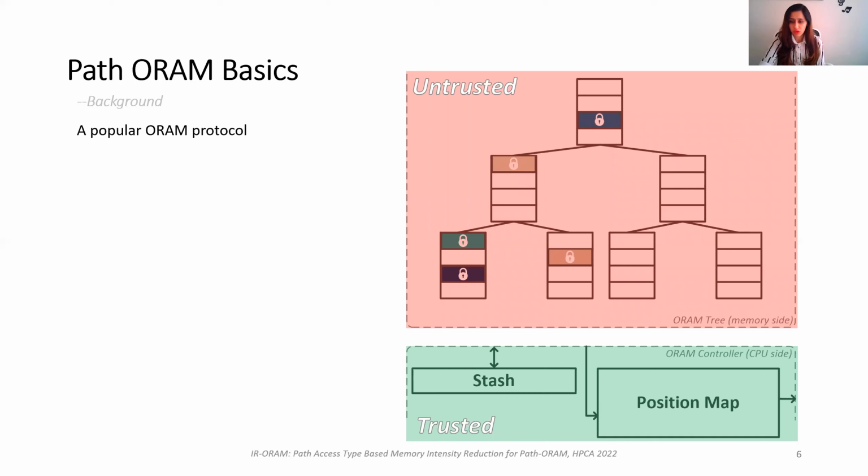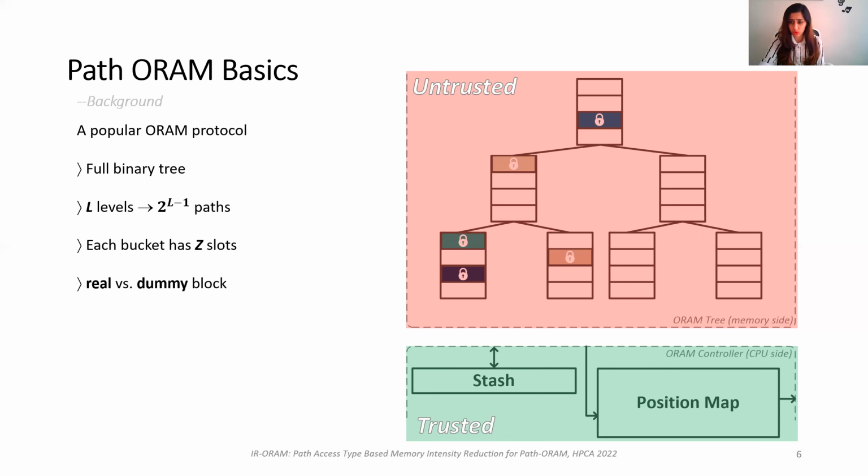Now let us take a closer look at Path-ORAM, which is a popular ORAM protocol. First of all, it organizes the memory blocks in a full binary tree. If the tree has L levels, then it will have 2 to the power of L-1 paths from the root to the leaves. Each node is a bucket that has Z slots. A slot can hold a real or dummy block.